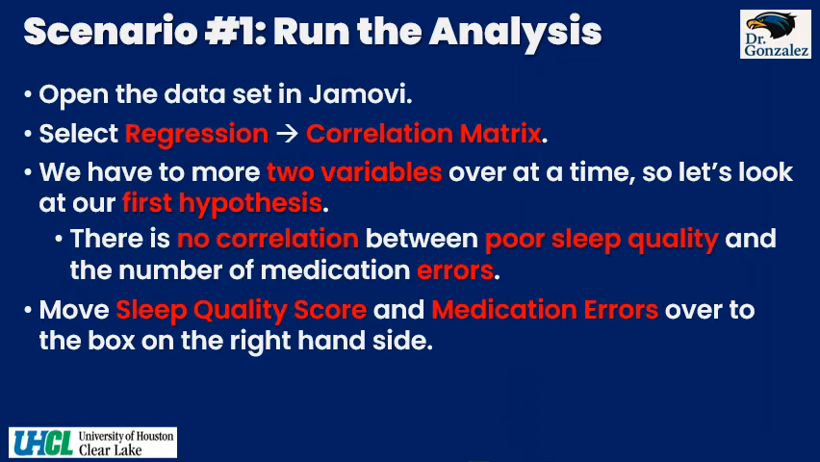So now I want you to open up the data set that says something about nursing, I think, or medication errors, one or the other. It's nurses and medication, I think. And it was in Canvas in the materials section there. So open that data set up in Jamovi. And I want you to go to regression. And I know we're not talking about regression, but correlation is found under regression in Jamovi, okay?